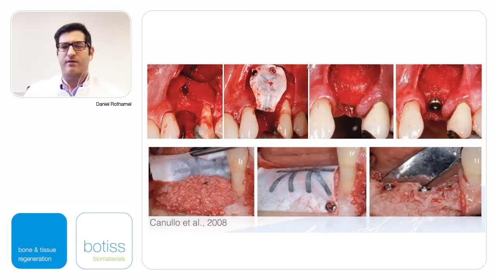And as you can see, a nice outcome in terms of vertical augmentation, with the little comment that they installed the implants at the same time when they did the augmentation, but furthermore, of course, stabilized the grafted area.